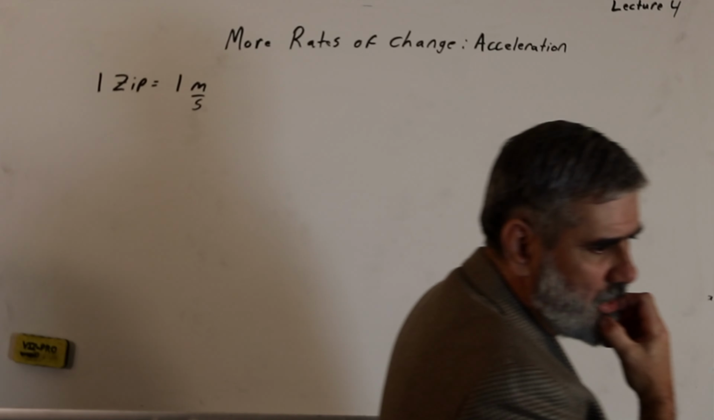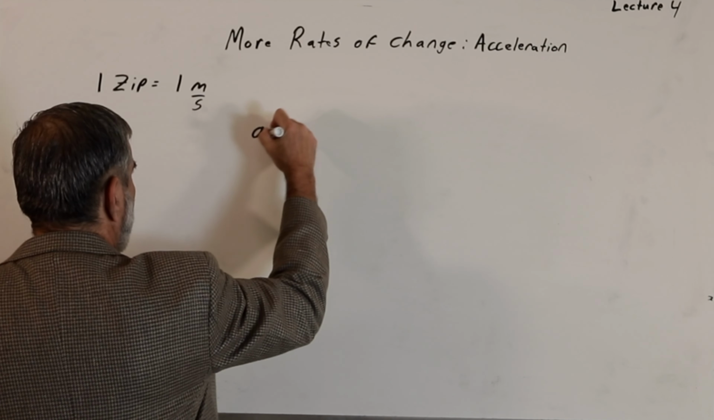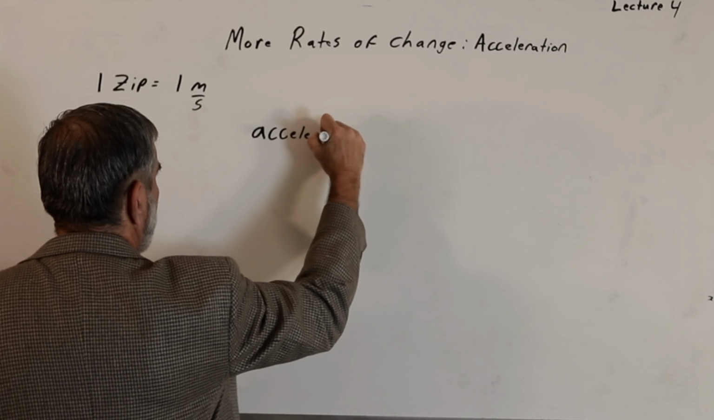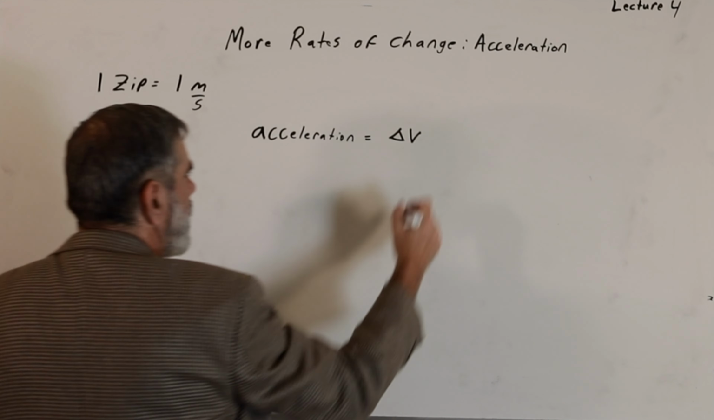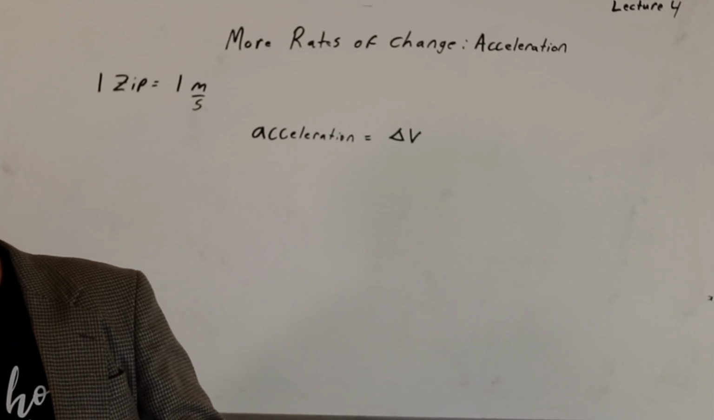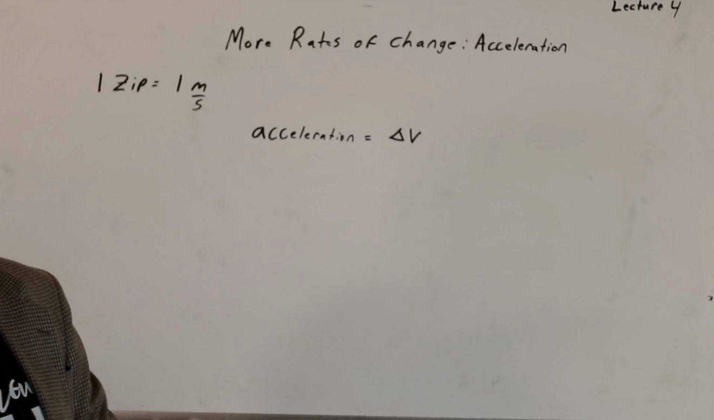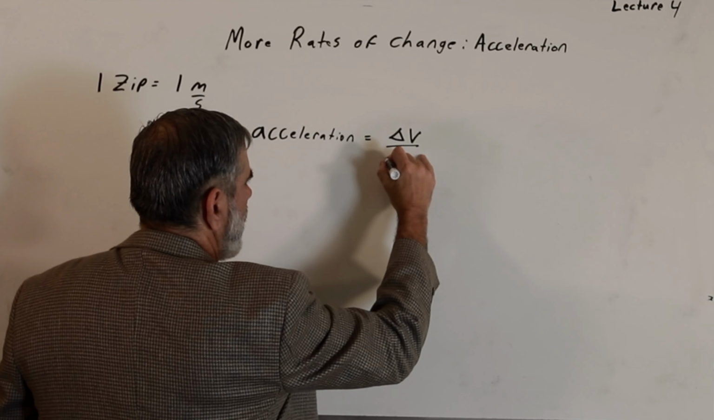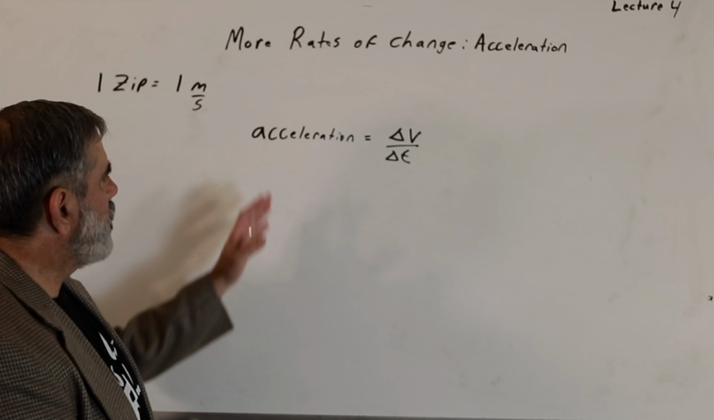Right, so let's define one zip to be equal to 1 meter per second. And the acceleration is the rate of change of velocity. So I'm going to write this down. Acceleration is equal to delta v, which is: measure a final velocity, measure an initial velocity, take the difference between them. That's the delta v, the change in the velocity, divided by the time interval over which that occurs. So t sub f minus t sub i, and that will be our acceleration.